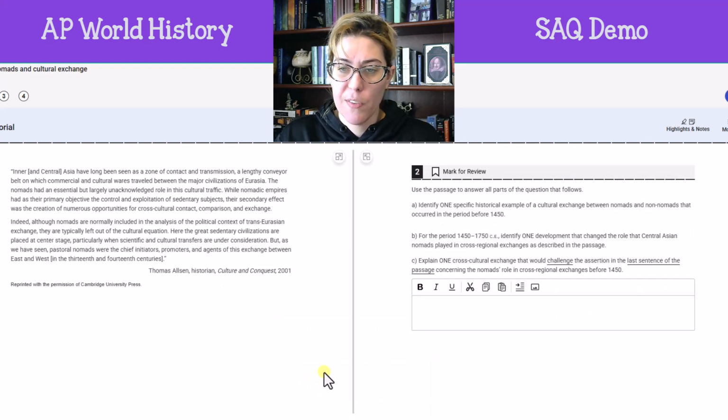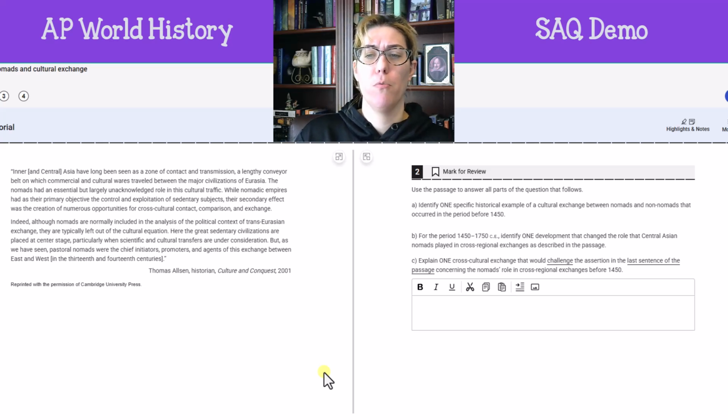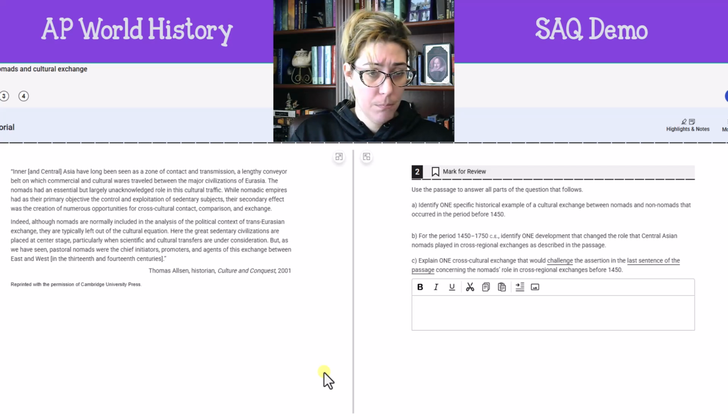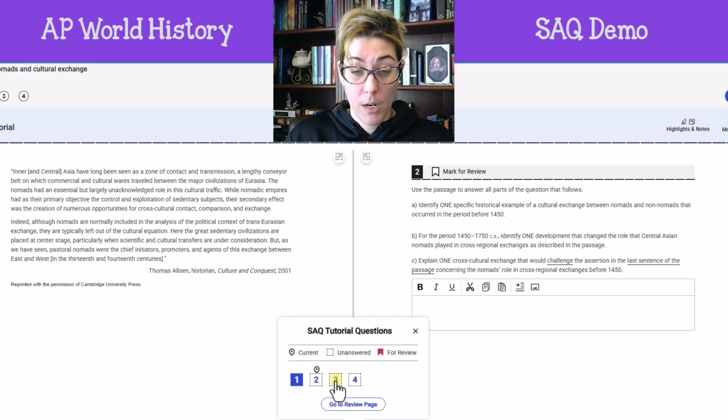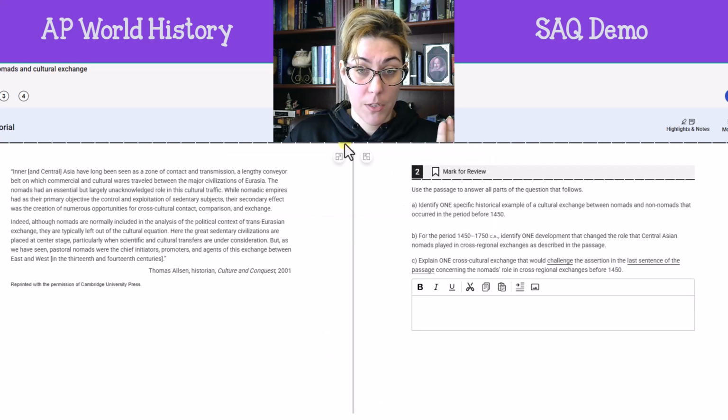Okay, identify one specific historical example of a cultural exchange between nomads and non-nomads that occurred in the period before 1450. For the period, identify one development that changed the role Central Asian nomads played in cross. This is so unnecessarily wordy. Explain one cross-cultural exchange that would challenge the assertion in the last sentence. Okay. This seems like a lot, and it's a secondary source, so I know it's going to be super academic. So I'm going to move on, and I'll come back to you. I'll mark you for review.